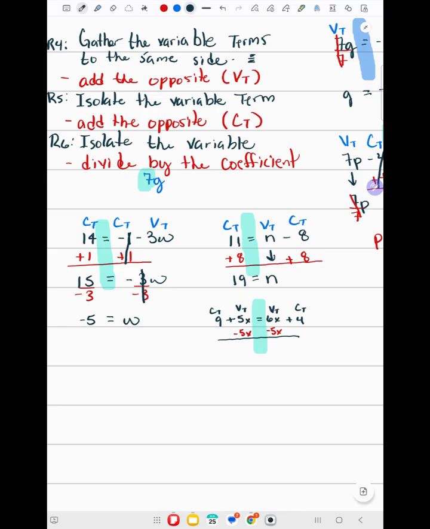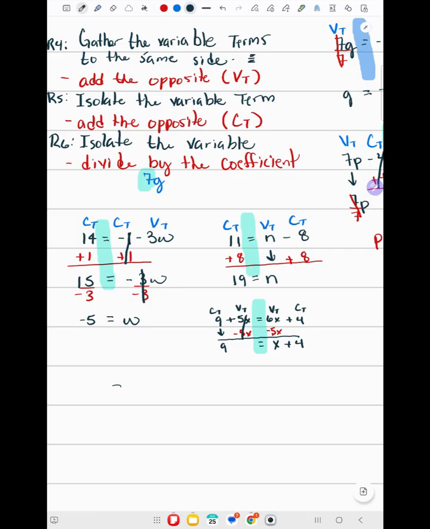Now, let's go from left to right and finish the equation. So the 9 comes down. 5x and negative 5x cancels out. Equal sign comes down. 6x minus 5x, or 6x plus negative 5x, is 1x, or just x, plus 4. All right. So we've done rule number 4.